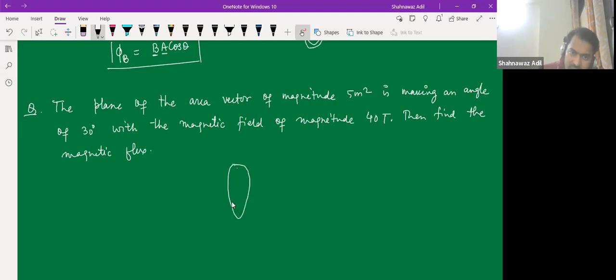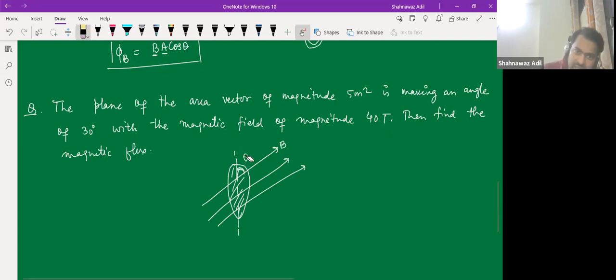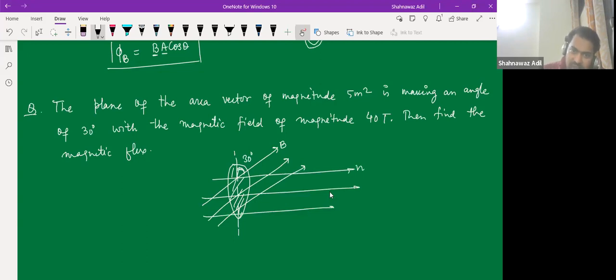So this is the plane of the area, and the magnetic field is making an angle of 30 degrees with it. So this angle is given, which is 30 degrees. But what is the angle that we require? We require the angle between the normal, this is the normal, and the field. So we require this angle. So this is theta, which is 60 degrees.